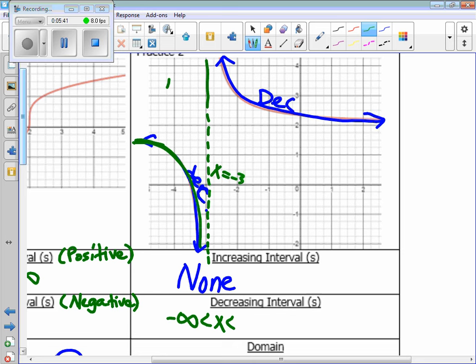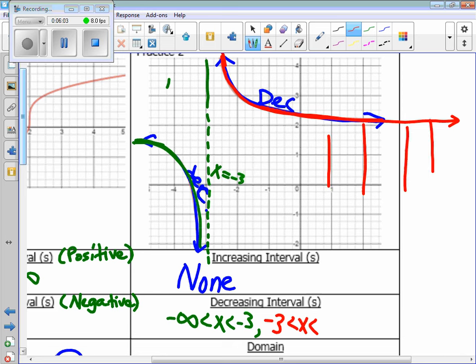And there's also another portion of this graph that decreases. It starts at negative 3. This is getting closer and closer to negative 3. So it's going to be negative 3, x, and it's going to continue on. The x values are going to continually get bigger and bigger to infinity.